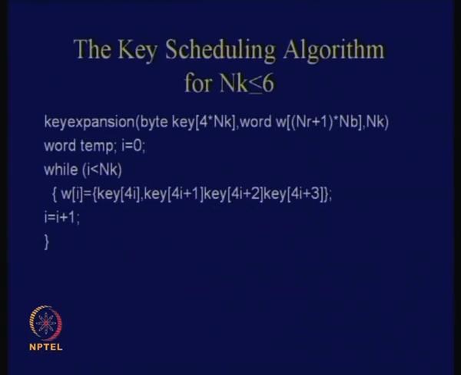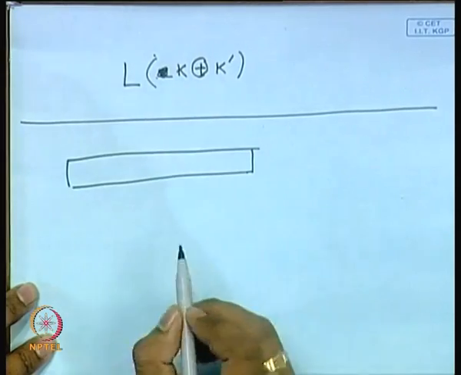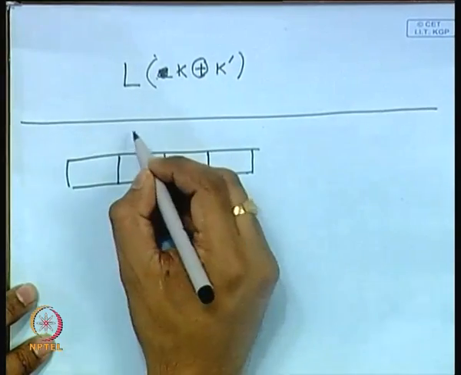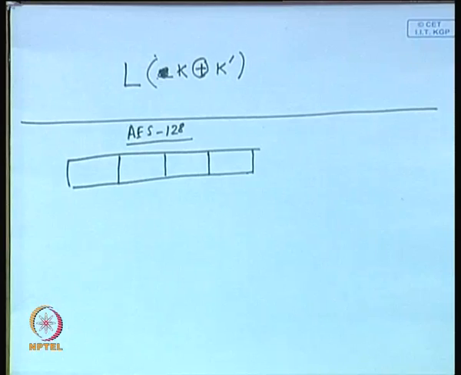I will show you one working for that, but just to summarize the key scheduling algorithm, I divide it into 2 parts: suppose the value of Nk is less than or equal to 6, and suppose the Nk value is greater than 6. When I say Nk is less than or equal to 6, there are 2 possibilities: Nk equal to 4 and Nk equal to 6. And when I talk about Nk being greater than 6, I mean that Nk is equal to 8. Just see how the key scheduling algorithm works. It's quite simple. Consider it through an example. You have 4 bytes in your key, so consider the example of AES 128. It can be easily generalized for the other AES versions also.